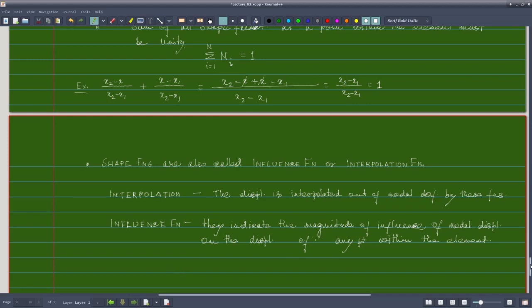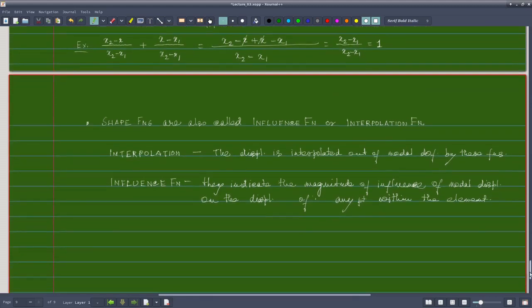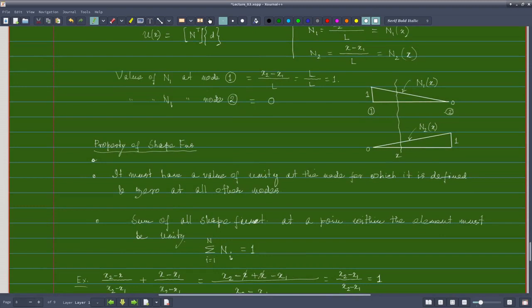So these are the properties and various names given to the shape function. And why do we call it shape function? Because it shows whether the displacement is varying linearly or quadratically or cubically over the element by the shape of these functions. Since our n1 is a linear function, displacement is varying linearly over the element between the nodal degrees of freedom.